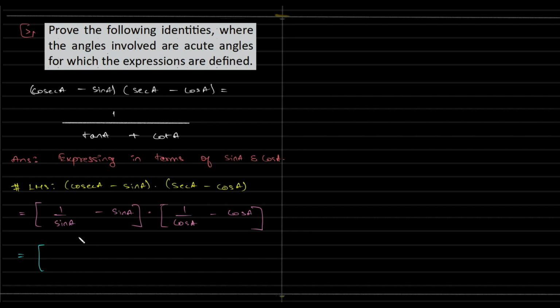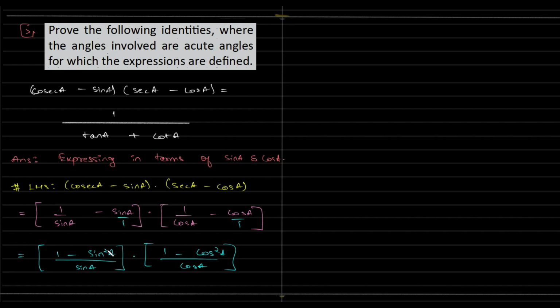So the next obvious step is to take the LCM, is it not? So this is 1 and this is 1. Here the LCM is sine A and thus add the fractions. So this will be 1 minus sine square A. Okay, I'm not going to show all the steps. I think we should stop doing this. So next is 1 minus cos square A divided by cos A. Close the bracket. Right? Okay. Post this, we need to use identity, right?